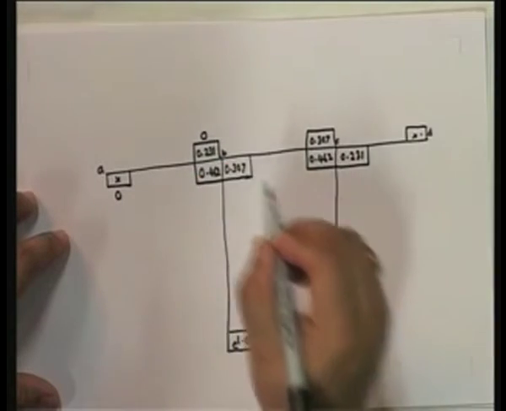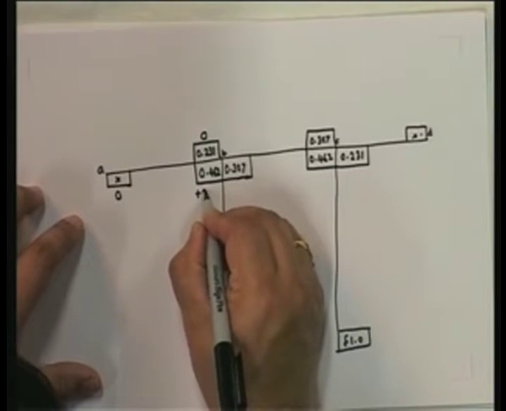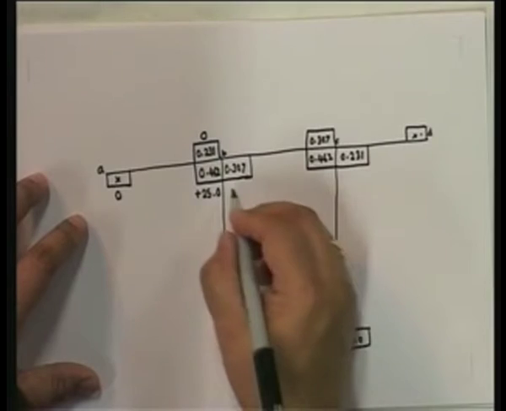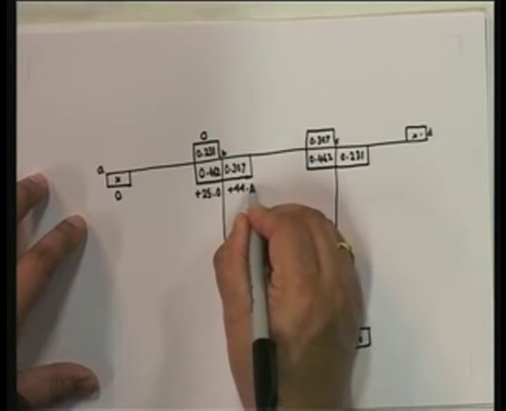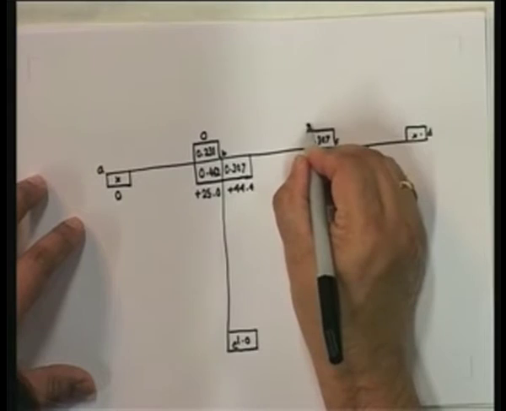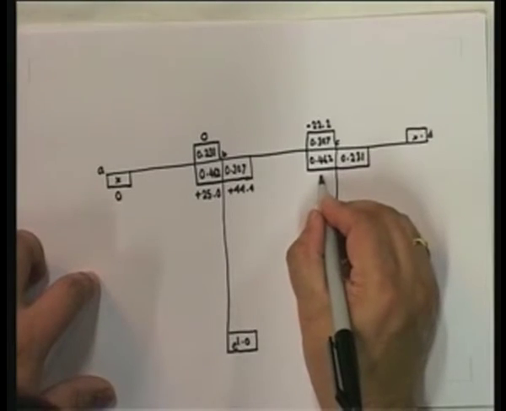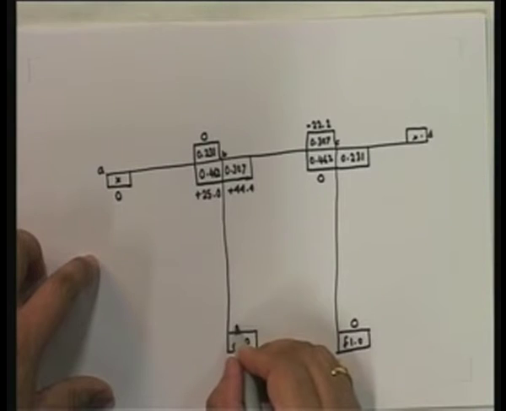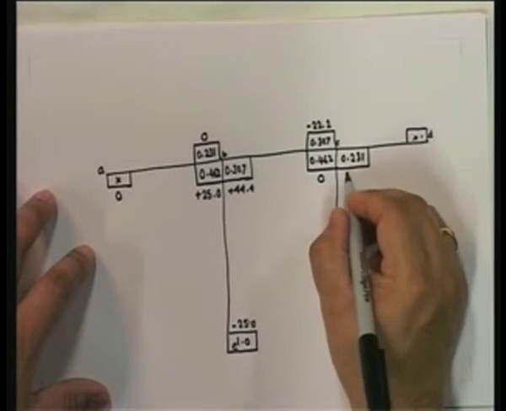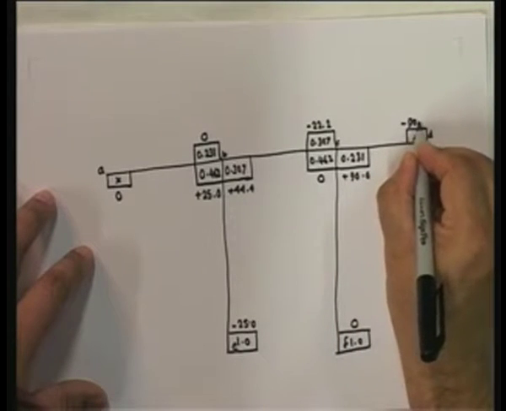Fixed end moment BA was 0. What was BE? BE was equal to plus 25.0, and for BC it was plus 44.4. For CB it was minus 22.2. Okay, then for this was 0, so here also 0, here it was negative 25.0. And for CD, it was plus 90 and minus 90.